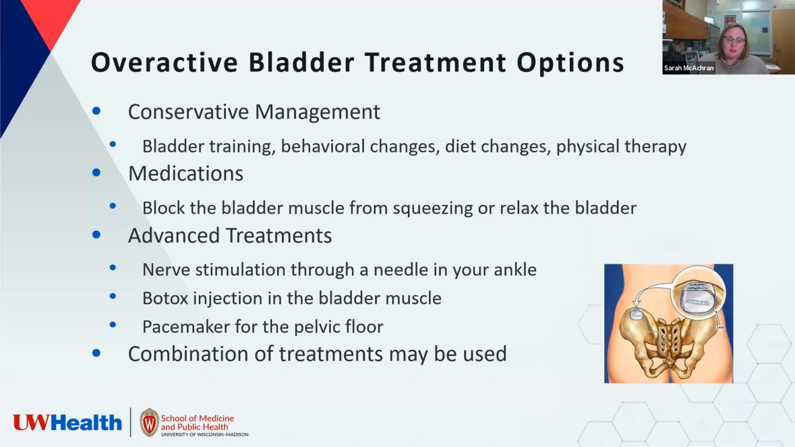And then what we call advanced treatments or next level treatments are all related to addressing the nervous system. So we can have you come to the clinic and have an acupuncture needle placed in your ankle, but that acupuncture needle gets hooked up to some electrical stimulation. That therapy, done 30 minutes once a week for 12 weeks and then monthly thereafter, helps a lot of people. We can inject Botox, the same Botox that people use to make the wrinkles go away, into the wall of the bladder to help with urge urinary incontinence. And then we can implant something kind of akin to a pacemaker, also stimulating the nerve. And there's a picture of that device in the right corner there. For some folks, we have to do a combination of treatments.